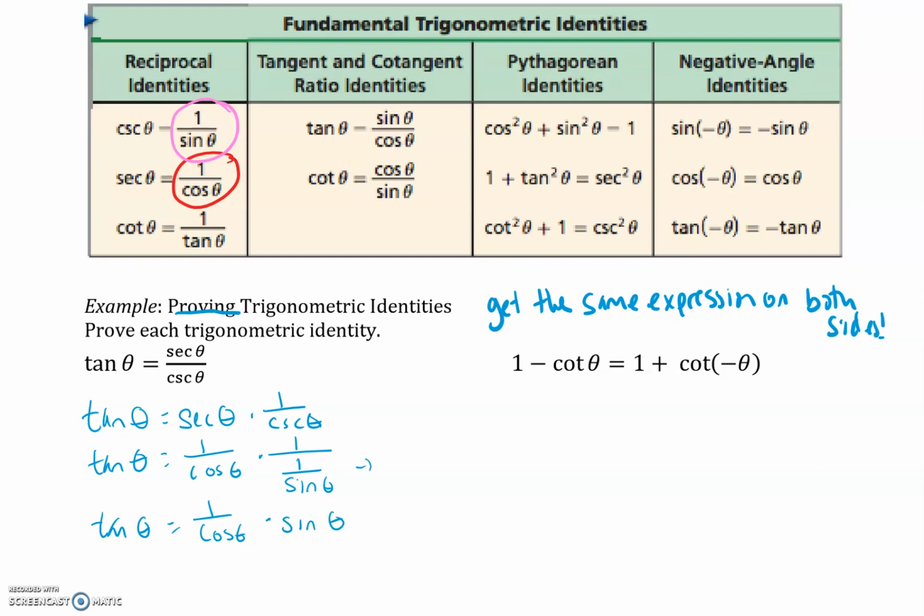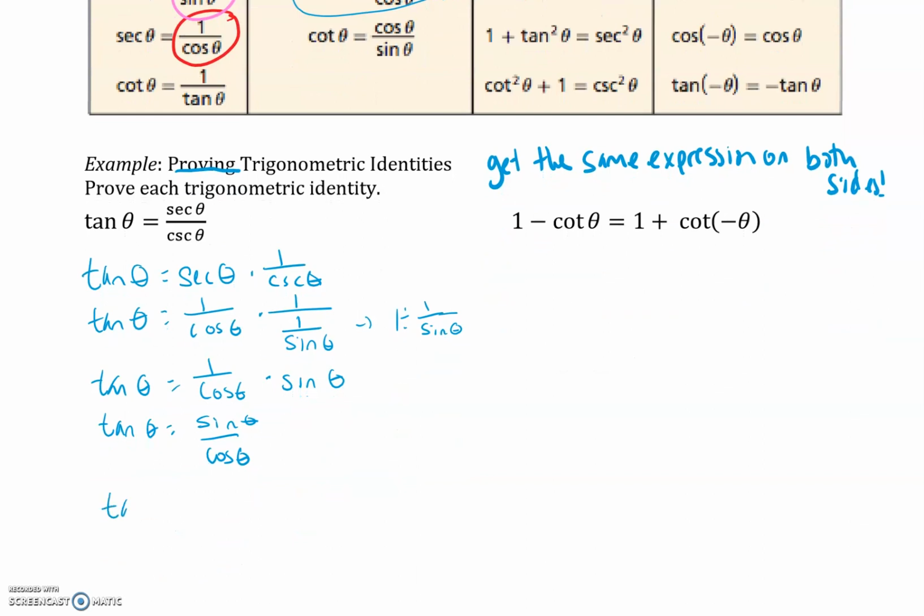Because remember, this is 1 divided by 1 over sine theta. And then you can do your fraction multiplication, or division, right? You're going to switch that division sign to multiplication and multiply by the reciprocal. So then I can say, okay, tangent theta is equal to sine theta over cosine theta. And what do you know? That's another identity. Right over here, tangent theta equals sine theta over cosine theta. So what I've just done is I've said tangent theta equals tangent theta. So there's the proof of that identity.